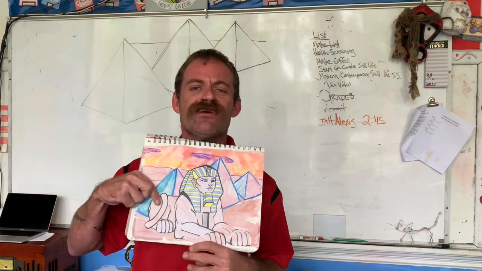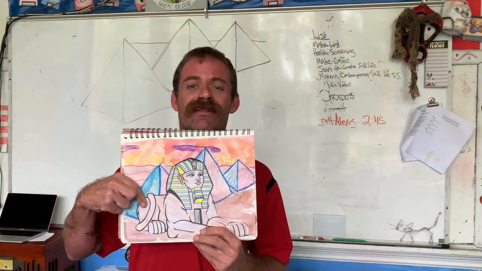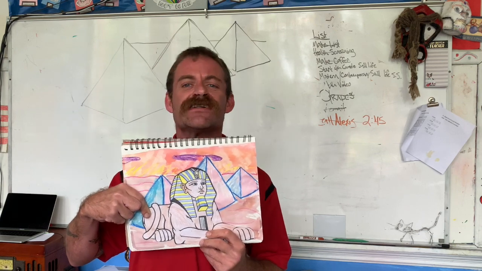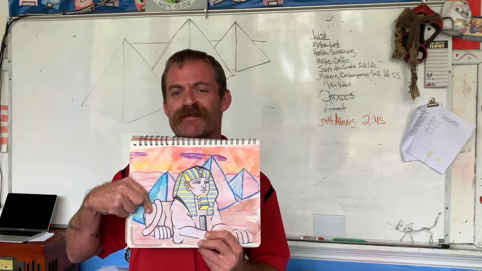This is my finished Great Pyramid landscape with the Great Sphinx collage, using my three depth devices: size, placement, and overlap.